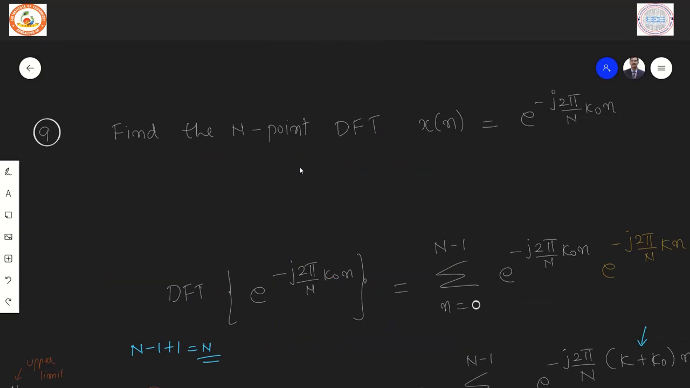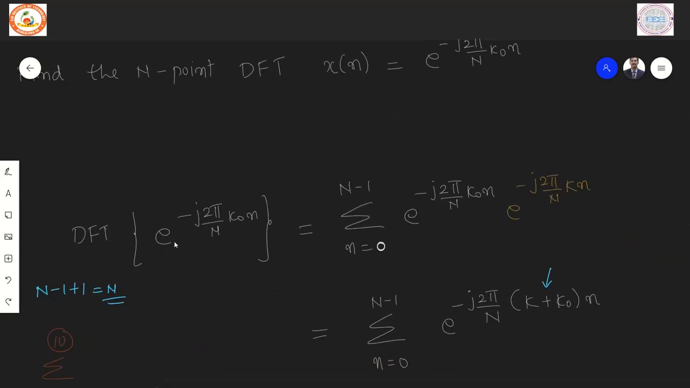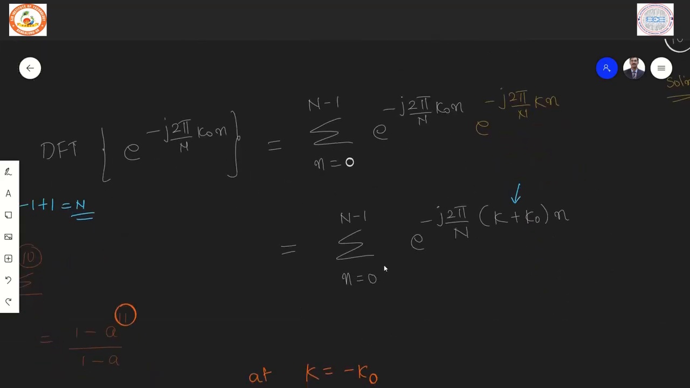In the next numerical, we have a similar looking problem, but x of n is e power of minus j2 pi by n k naught n. So we have a power which is negative. So the approach will be quite similar. We want to find DFT of this particular term. Therefore, inserting the value of the input in the DFT equation, and further we can combine the two powers by collecting the common terms. Once again, the attempt is to express it in the form of a power of n.